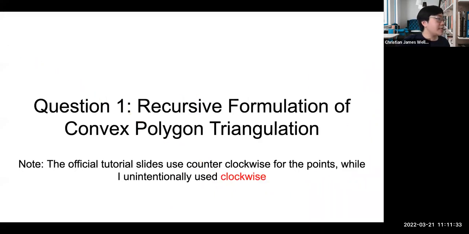Okay, if there are no questions, let me go on to the first question. Okay, so first question, I just want to take note, if you have seen the tutorial used counterclockwise for the points, it arranged P1, P2, P3, P4 in a counterclockwise fashion, but for this set of slides, when I was designing it, I unintentionally used clockwise. So just keep that in mind.